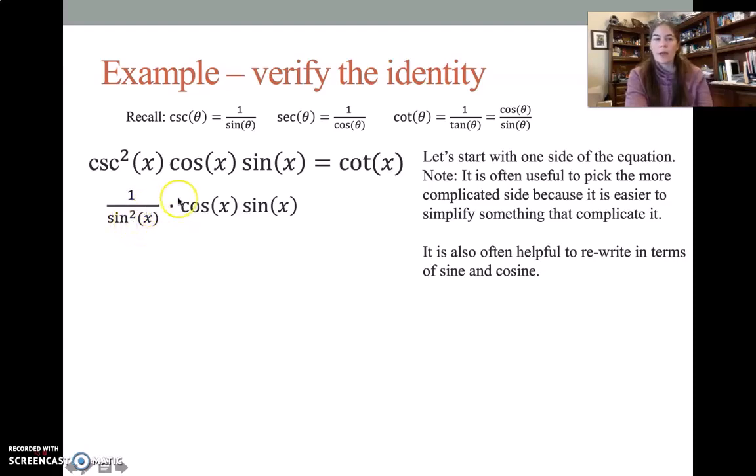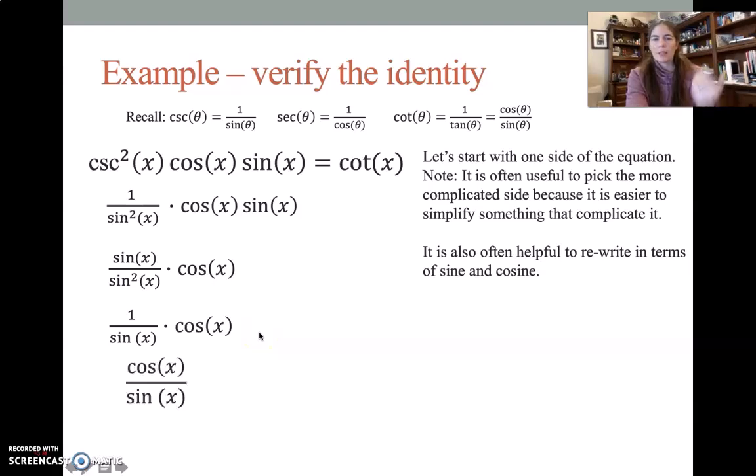Okay, well, once I do that, I see I have a sine and that divided by sine squared, and then times my cosine. Well, then 1 over sine of x divided by sine squared of x is really just 1 over sine of x. Well, but then multiplied by cosine. But then that's the same thing as cosine over sine, which is cotangent. So now we've taken that left side and we've made it look like the right side. And so now we've proven it. We've verified that identity is true.